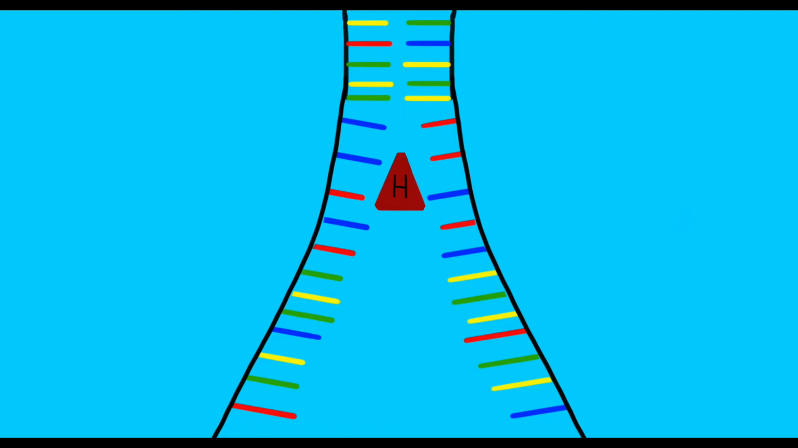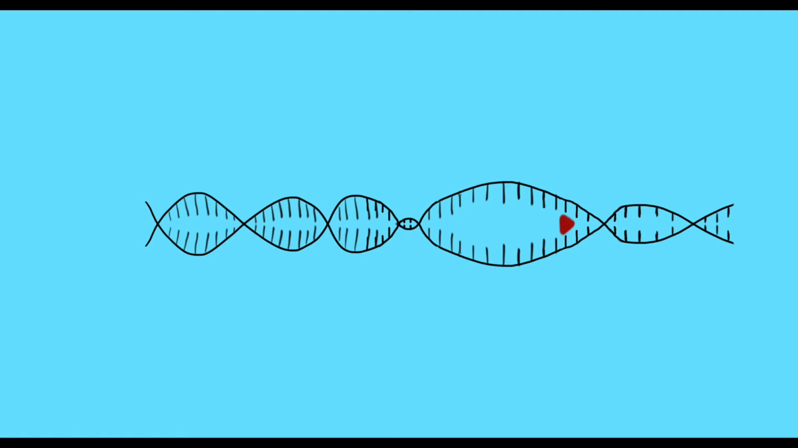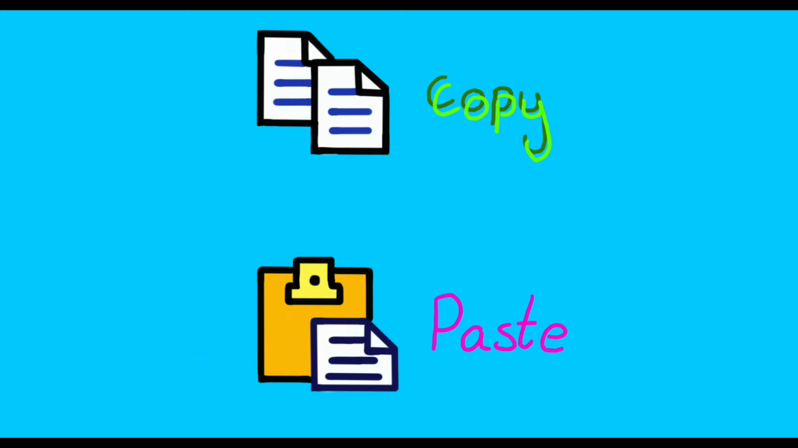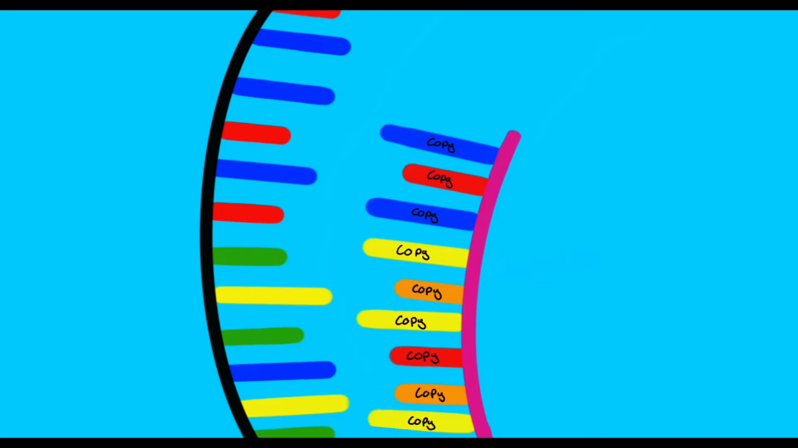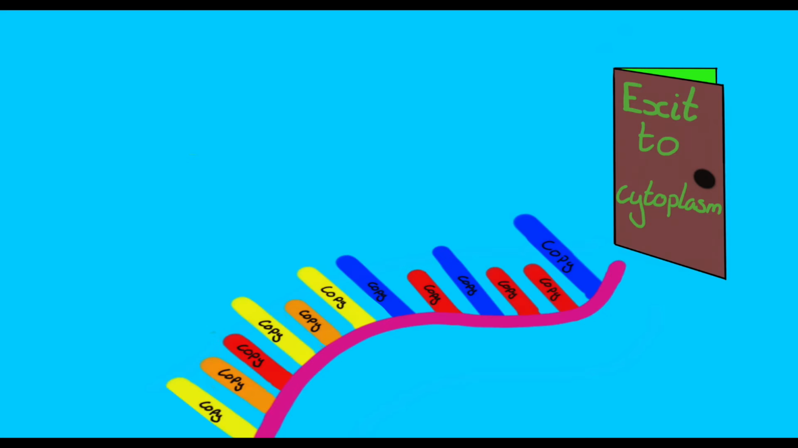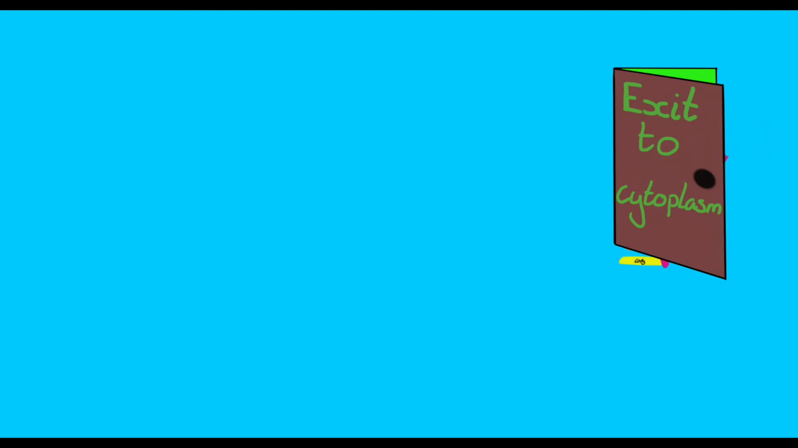The first phase, unzipping, involves an enzyme called helicase, which unfastens the DNA, creating what is called a replication fork. It's given its name because of the appearance that the double-stranded DNA now has. The second phase of transcription is copying. This includes an mRNA strand copying the information from DNA onto its own backbone. Once copying has occurred, the third phase of transcription begins, which is the transportation. This involves the mRNA leaving the nucleus and entering the cytoplasm where translation takes place.